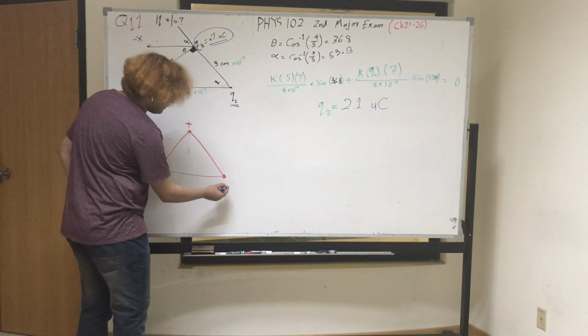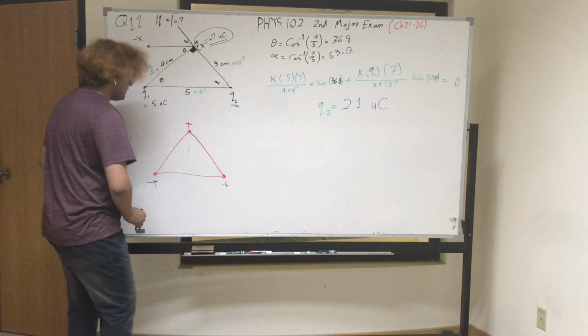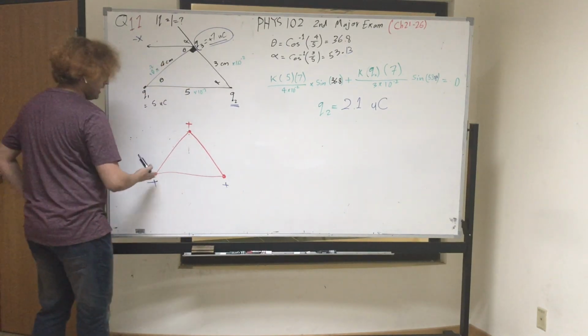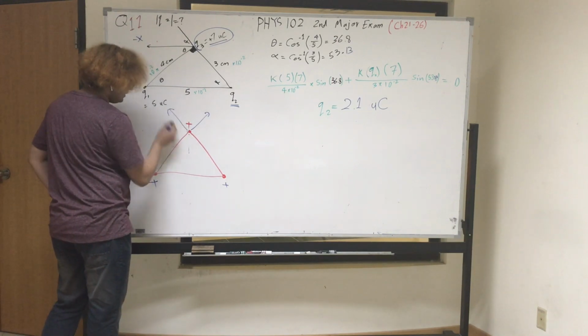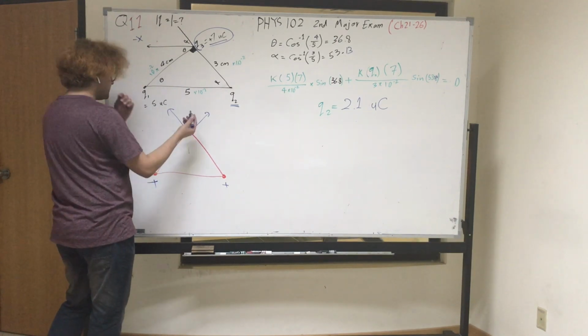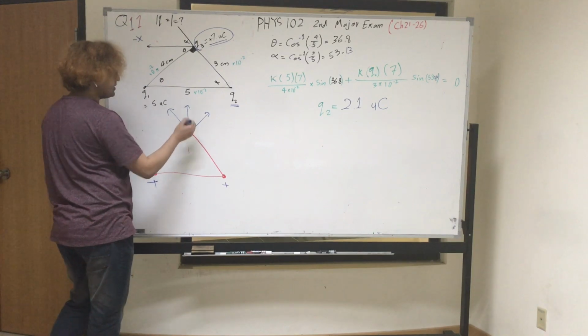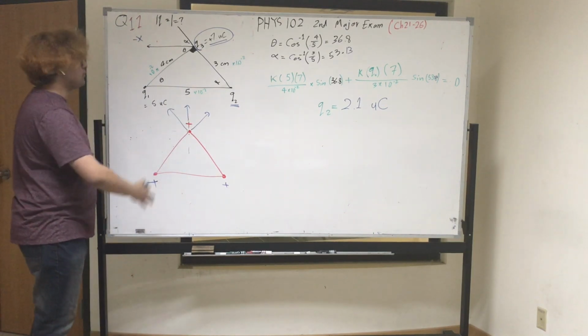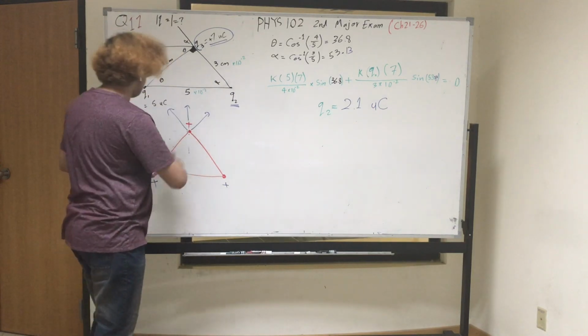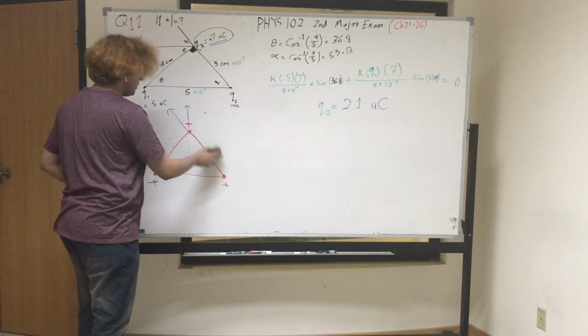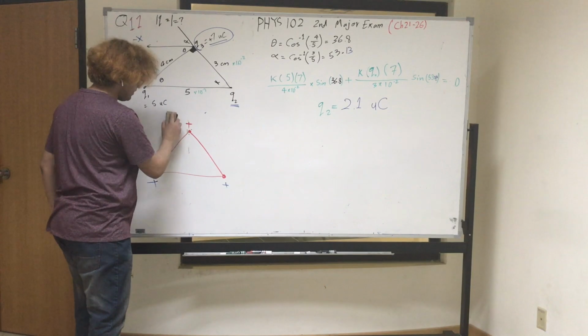So let's try positive and positive. If you have positive and positive, then we're going to have a force in this direction and another force in this direction. And as a result, there will be a net force in the y direction, or in the y-axis. So this choice is also wrong.